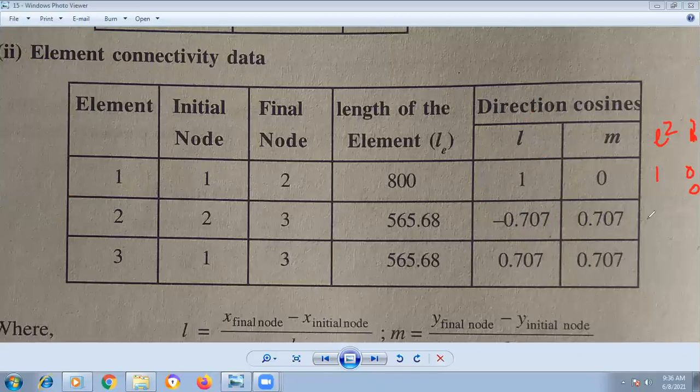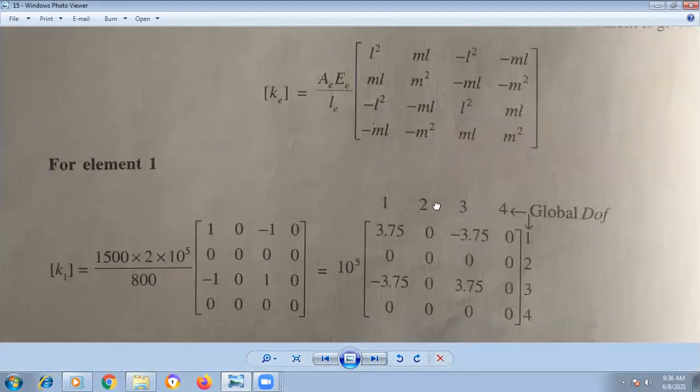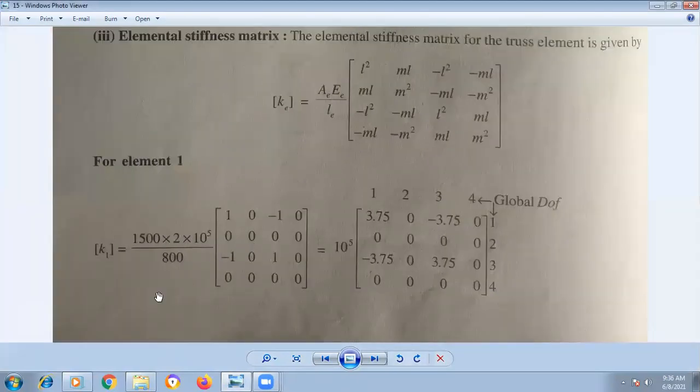Coming here, L square is 0.5, M square is also 0.5, L into M is minus 0.5, right? So here also L and M are 0.5, 0.5, L square, M square 0.5, and L into M is plus 0.5. So if you keep these things, writing the stiffness matrix is easier. Now, write the stiffness matrix. How to write the stiffness matrix?